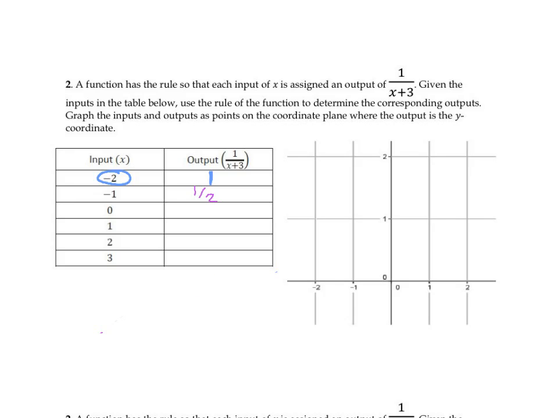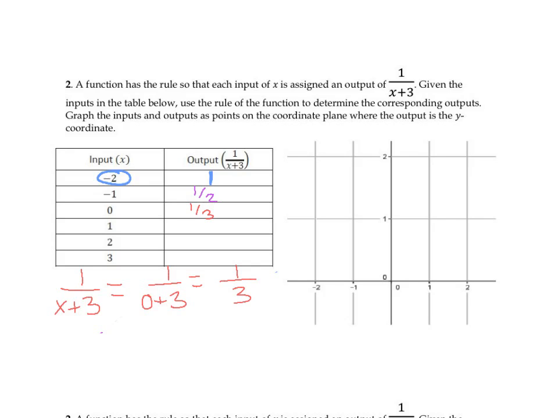Going on to our next input of 0 to find our output, we're again going to use 1 over x plus 3. It gives us an x value of 0. So we have 1 over 0 plus 3, which is 1 over 3, because 0 plus 3 is 3.